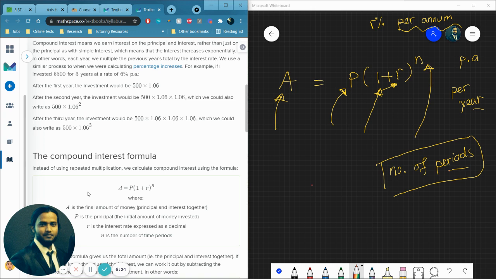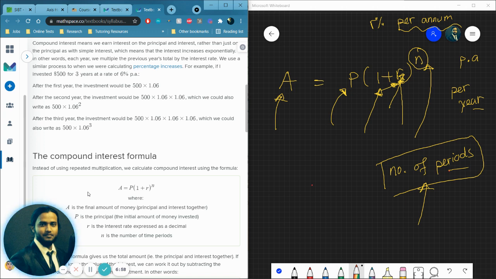The crucial part here is to understand that whatever this is, this must be consistent. In other words, if you are charging interest per year, number of periods must be in years. If you are charging interest per month, number of periods must be in months. So they can't be different. So your interest can't be, let's say, 6% per year and then number of months for n. It has to be number of years for n as well.